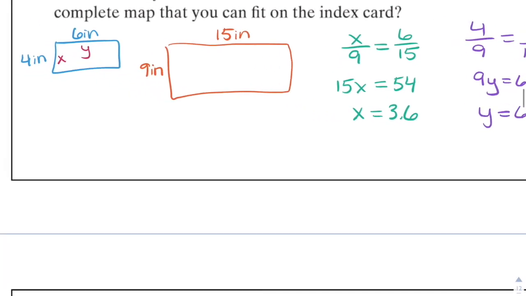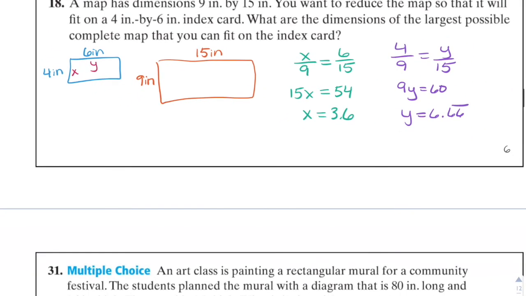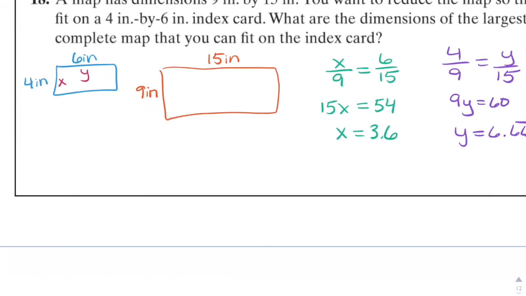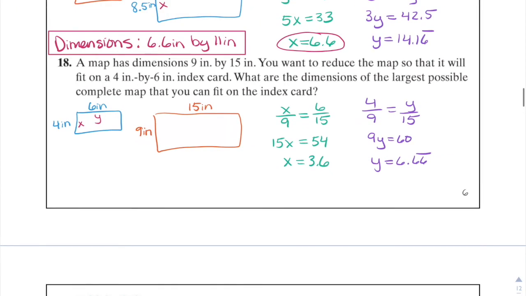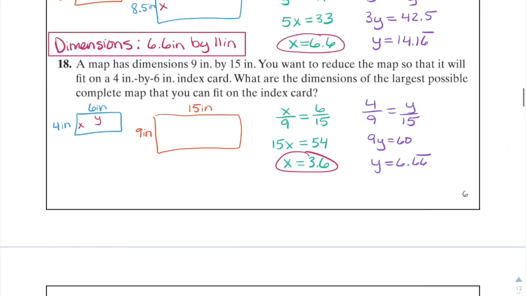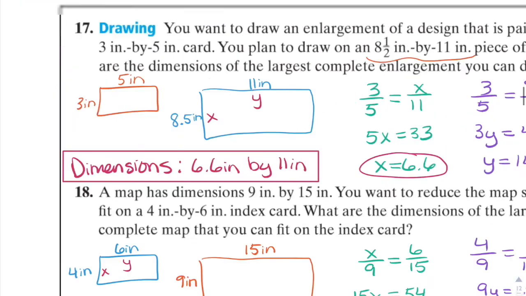The issue with this, it's too large for the page, right? So if I were to shrink 9 down to 4, 9 divided by 2 and a quarter gets me down to 4, but 15 divided by 2 and a quarter gets me down to 6 2/3. It's too large. So we have to go with this x value here, which would let it fit right where it needs to fit on that piece of paper.